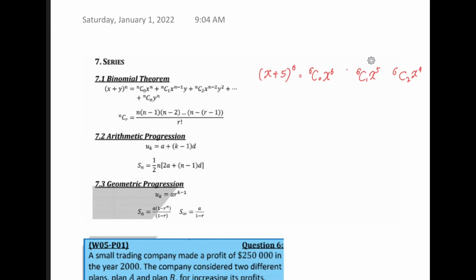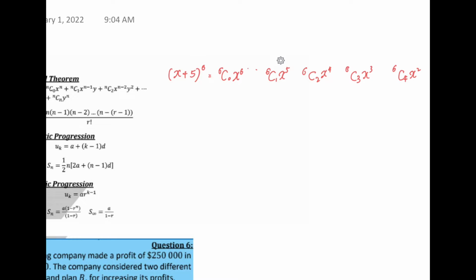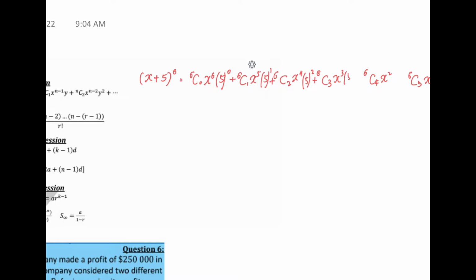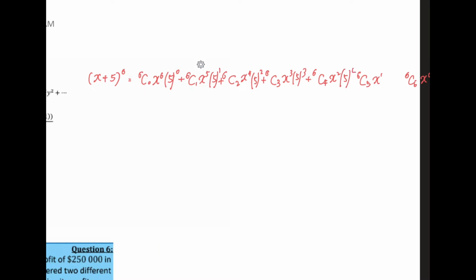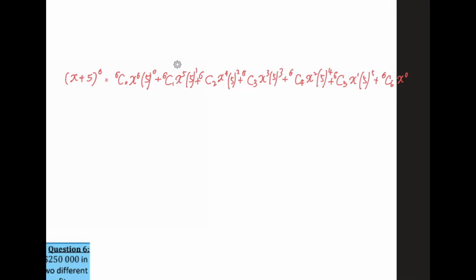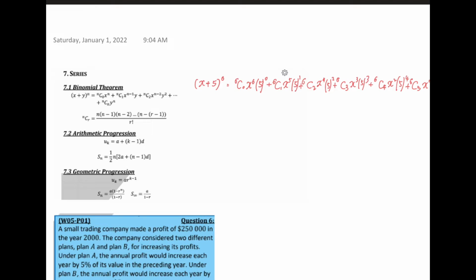The last part is the y, positive y. It takes y to the power of 0, y to the power of 1, power 2, and keeps increasing until y to the power of n. So here this is going to be 5 to the power of 0, 5 to the power of 1, 5 to the power of 2, 5 to the power of 3, 5 to the power of 4, 5 to the power of 5, and finally 5 to the power of 6. That is how we expand it using the binomial theorem.